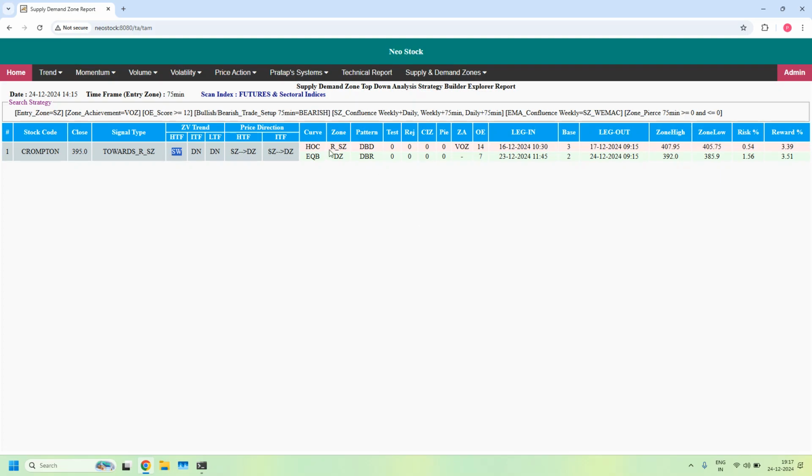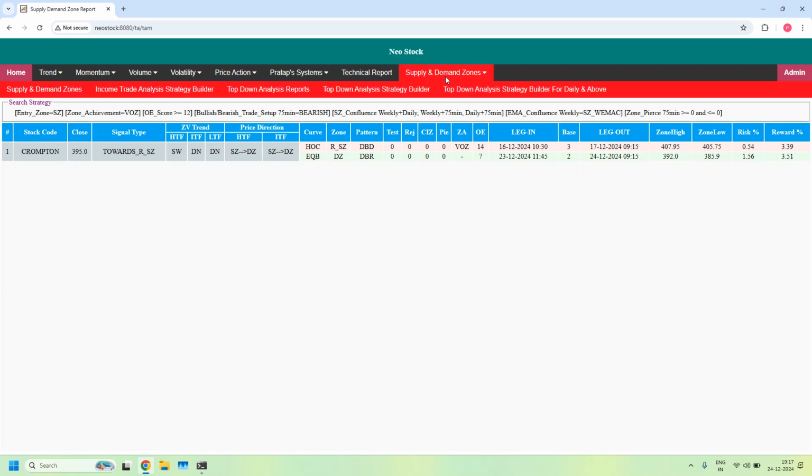But it's a good stock because it is having high liquidity supply zone, even though it is not having EMA confluence. Okay, this is about bearish trade setup for weekly income trade.